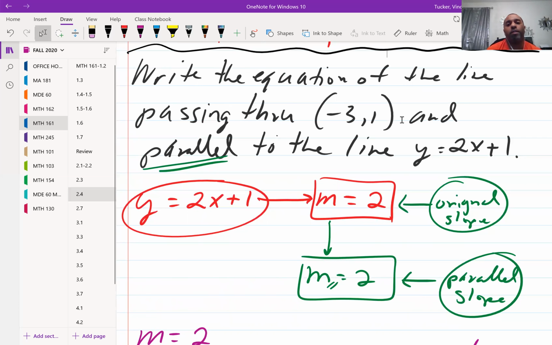So here we want to write the equation of the line passing through negative 3, 1, and parallel to the line y equal to 2x plus 1. Because that equation is solved for y, we already know what the slope is. We can pull the slope from that equation, and that's going to be 2. Once your equation is solved for y, whatever's sitting in front of x is your slope. So the slope of the line that we have is 2. We want a line that's parallel to that, so that slope would also be 2.